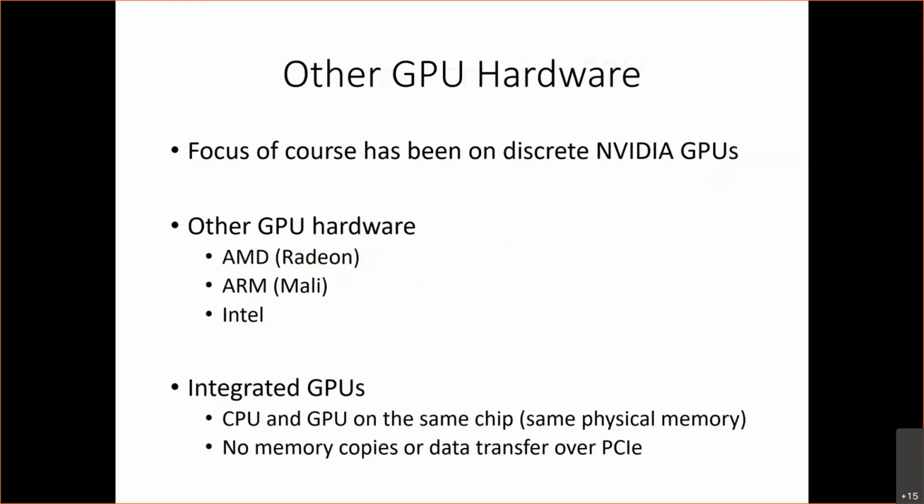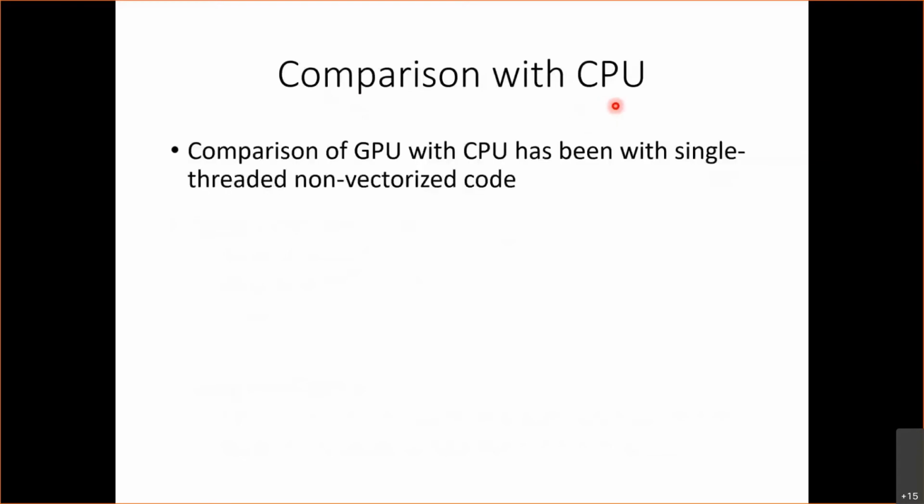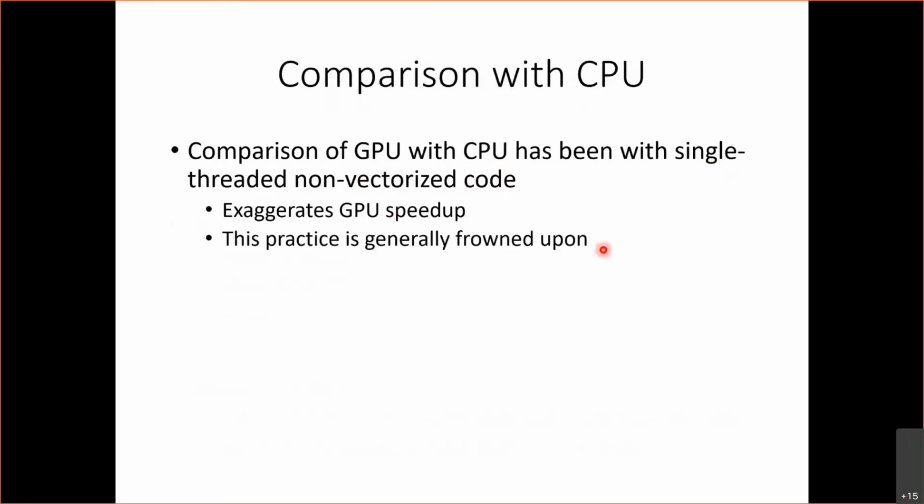Okay, and then the last thing I would like to mention is a disclaimer about all the comparisons I've been doing with the CPU throughout the course. So far in the course, we've been comparing the GPU with the CPU, but we've been using single-threaded, non-vectorized CPU code. And what this does is it exaggerates the GPU speedup that we've been seeing. For the purpose of this course, maybe that's okay, but in general, this practice is frowned upon if you're publishing a paper, for example, where you're reporting your speedup between CPU and GPU.